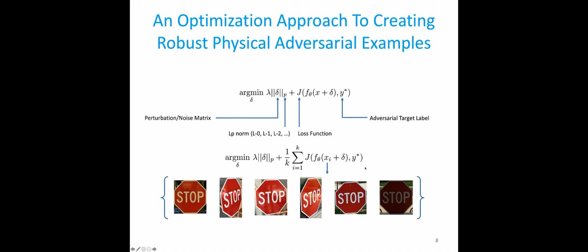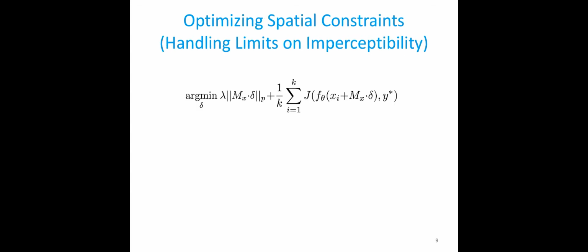And then we minimize this objective function over this expectation, such that this perturbation is kind of like a universal perturbation, which will be able to fool the machine learning model under different conditions. So this solves our first constraint, which tries to make the generated adversarial perturbation as robust as possible under different physical conditions.